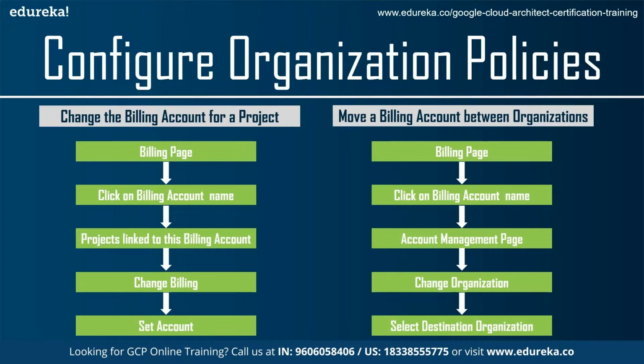Then go to the Billing page in the Cloud Console. Click on the name of the billing account you want to move. At the top of the account management page, click Change Organization. Then select the destination organization and click OK. The billing account is now associated with the specified organization. Note that if you move a billing account that has active Google Cloud Marketplace subscriptions, those subscriptions are automatically cancelled.